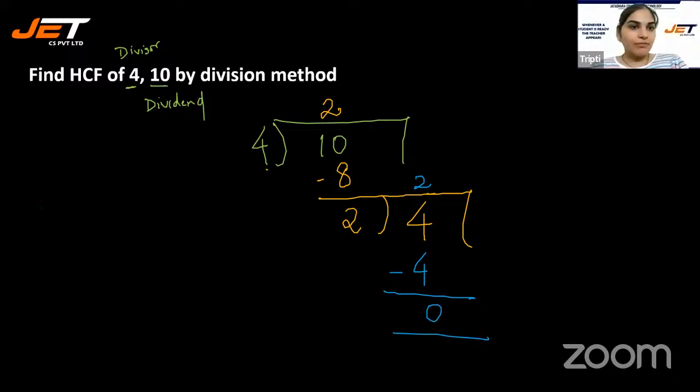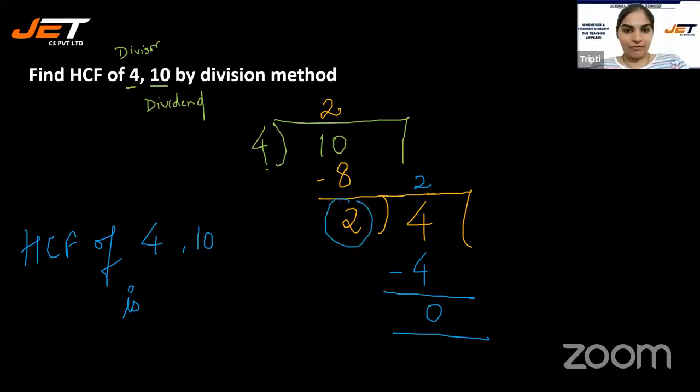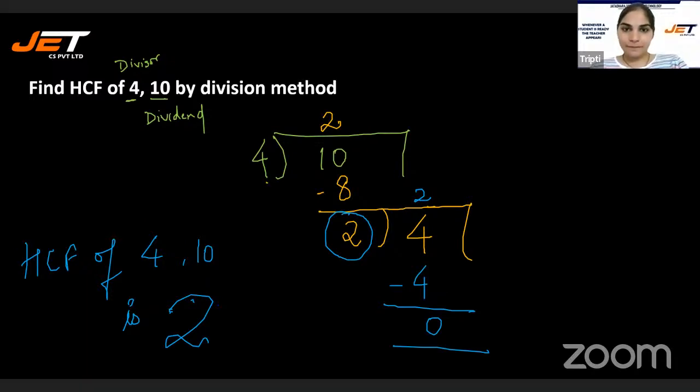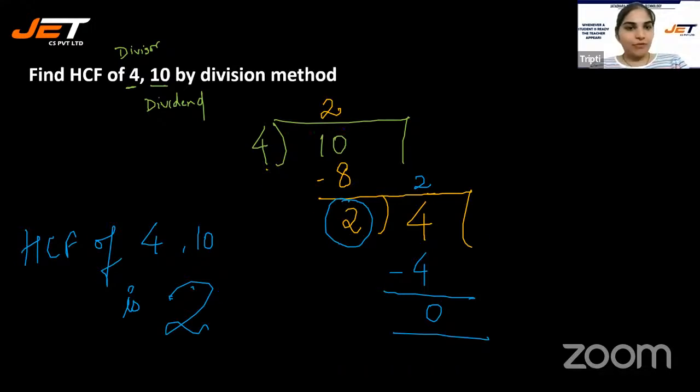Now you can stop. But then what will be the HCF of 4 and 10? That is the question. So the HCF of 4 and 10 is the last divisor that you have got, which is 2. HCF of 4 and 10 is 2. You just have to divide, smaller number being the divisor, greater being the dividend. Once you get the remainder, that remainder will become the divisor, and the earlier divisor will now become the dividend. And you have to keep on doing it until you get the remainder as 0.